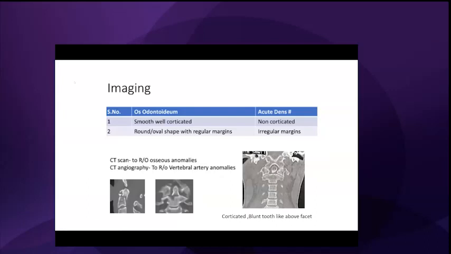The differential diagnosis of fracture odontoid is the presence of os odontoideum, and it is usually a smooth, well-corticated piece of bone, and it is usually present above the C1, C2 facet, as we can see here in the right lower slide. Next, Mina.